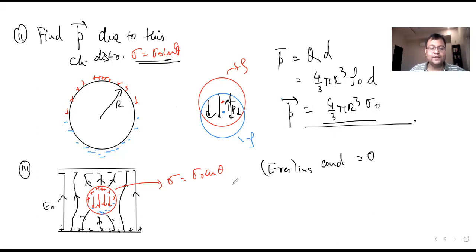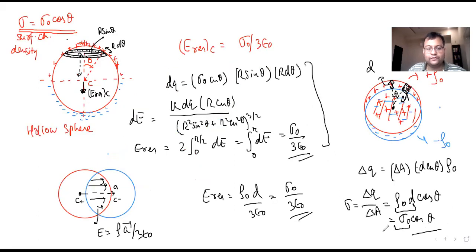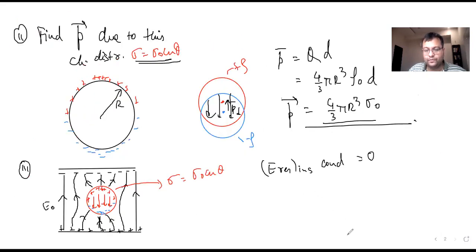So the charge induced on this sphere: we already have a formula for the electric field produced. The electric field produced is rho naught d by 3 epsilon naught, which can be written as sigma naught by 3 epsilon naught. So sigma naught by 3 epsilon naught equals E naught, and so I get sigma naught as 3 epsilon naught E naught. And so the charge induced can be written as 3 epsilon naught E naught cos theta.